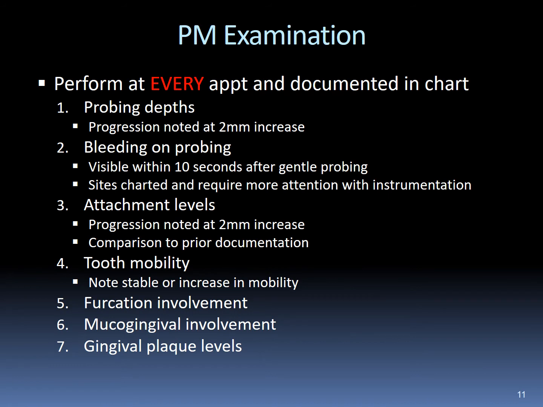The periodontal maintenance examination includes the following procedures that must be performed at each and every appointment and documented in the patient chart. Probing depths with progressions noted at 2 mm increases, bleeding on probing with visibility within 10 seconds after gentle probing. These sites are charted and require more attention with instrumentation. Attachment levels with progressions noted at 2 mm increases and compared to prior documentation. Tooth mobility noted to identify stability or increase in mobility. Furcation involvement, mucogingival involvements, and gingival plaque levels.